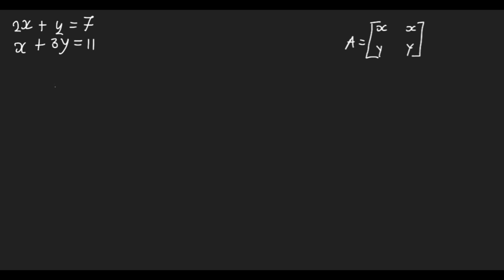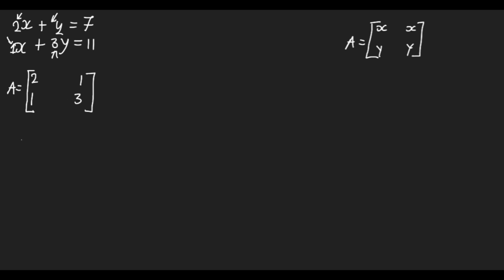Okay, now let's look at the actual example. So matrix A is equal to, okay, so we look at the first coefficient of x, which is 2, and it will be written here. Then the second coefficient of x, the number in front of x, is just 1. Then for the second row, the coefficient of y is 1. Then the other coefficient of y is 3. So that is our first step.